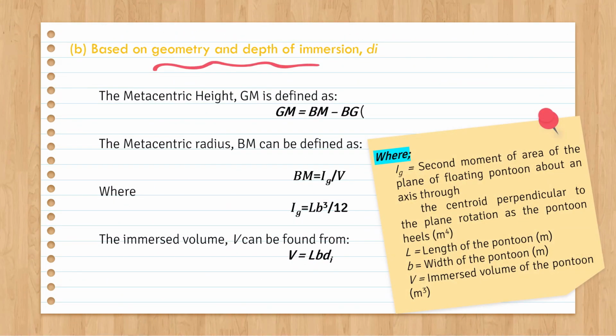Based on geometry and depth of immersion, the metacentric height GM is defined as GM equal to BM minus BG. The metacentric radius BM can be defined as BM equals I subscript G over V, where I subscript G equals Lb to the power of 3 over 12. The immersed volume V can be found from V equal to L times b times the immersed depth.